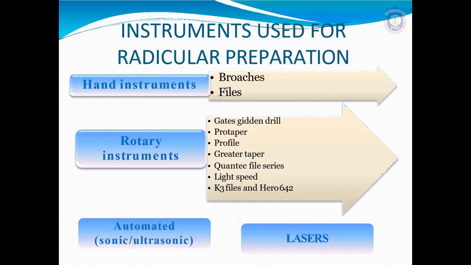Instruments used for radicular preparation include hand instruments, which include broaches and files, and rotary instruments, which include Gates Glidden drills, ProTaper files, ProFile files, GT rotary files, Quantec file series, Lightspeed instruments, K3 files, and Hero 642 shapers and files. The automated sonic and ultrasonic instruments are also used for radicular preparation. So are lasers.